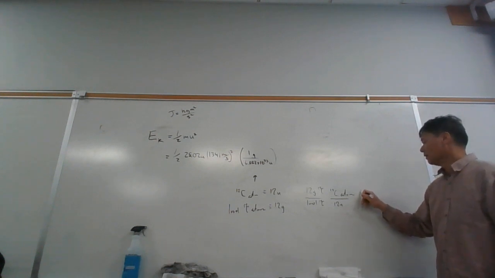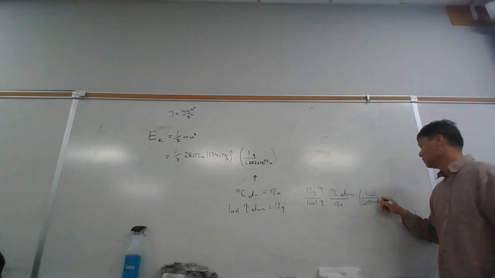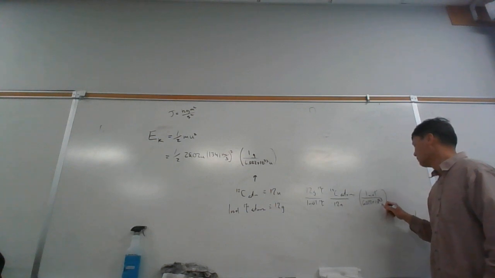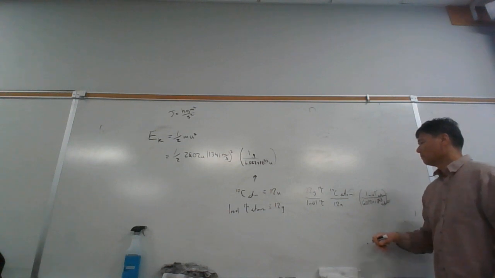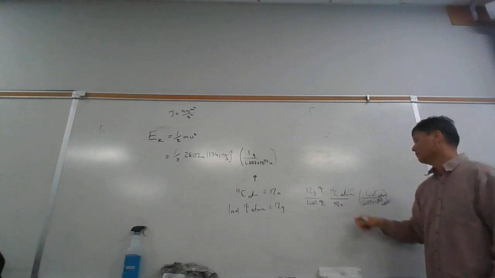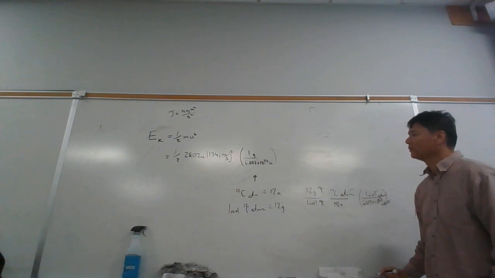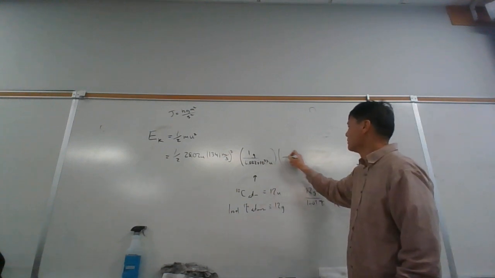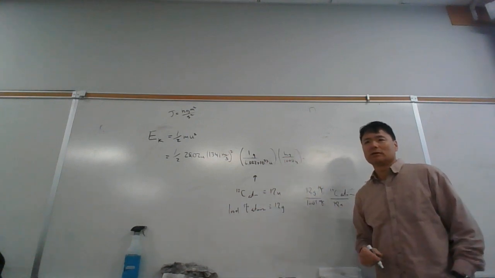Avogadro's number says that in 1 mole, there'll be 6.022 times 10 to the 23rd units. And so moles cancel, and the atoms will cancel. And carbon 12 cancels. 12 cancel. And that leaves us with 1 gram is equivalent to Avogadro's number of U. And then we'll convert it to kilogram. So kilogram is 1,000 grams. And that gives us how many joules it is.